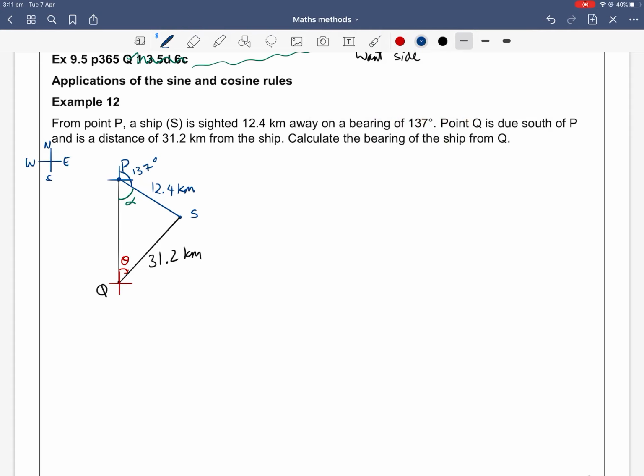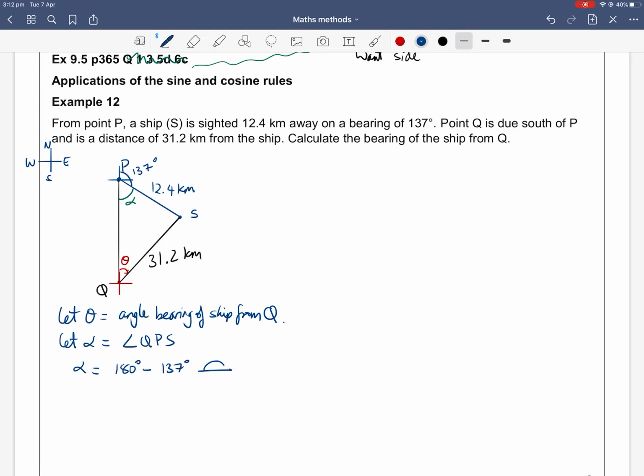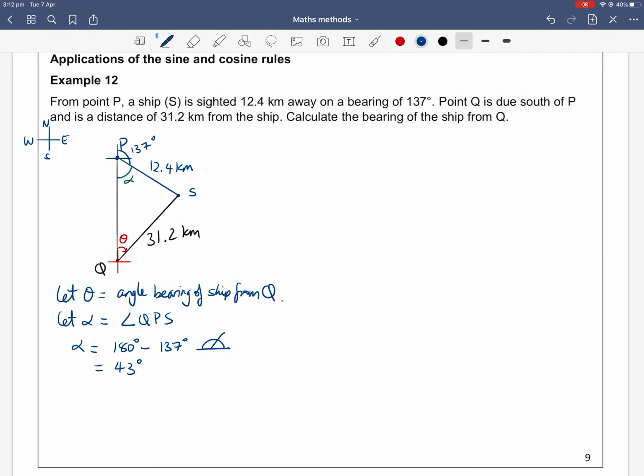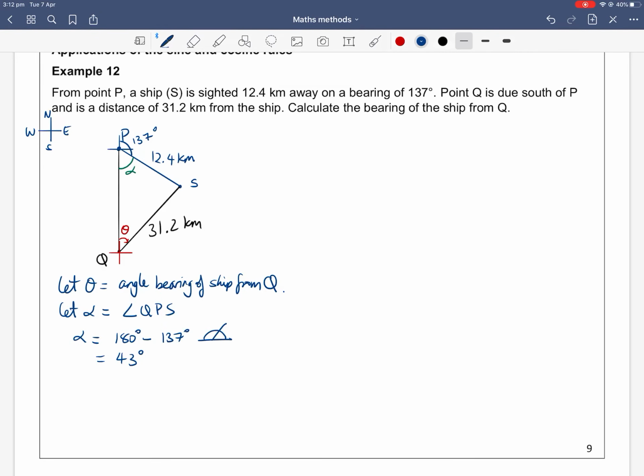Right, so let's solve this by first defining some variables, then applying the supplementary rule to work out the green angle, and then applying the sine rule. So let theta equal the bearing of the ship from the point Q. Let alpha be the angle QPS. Now alpha is 180 minus 137 degrees. Why? Because of the supplementary rule. Angles on a straight line add to 180, which means it's 43 degrees.